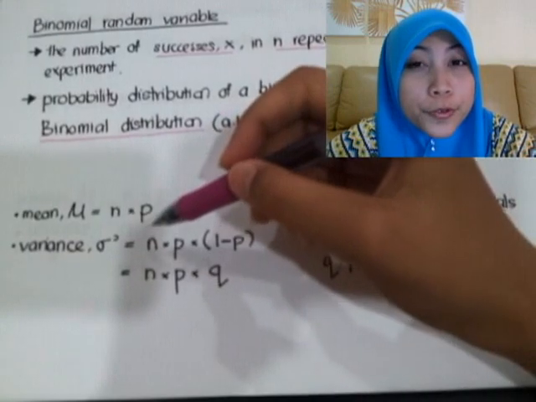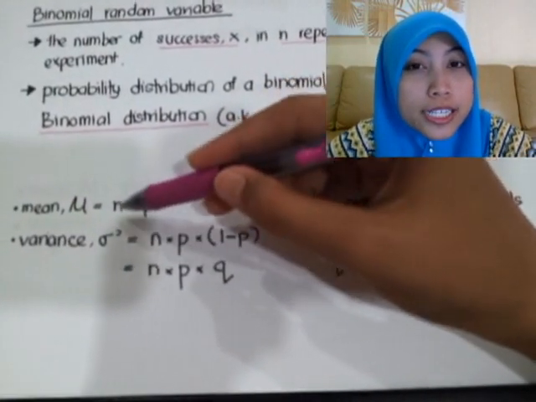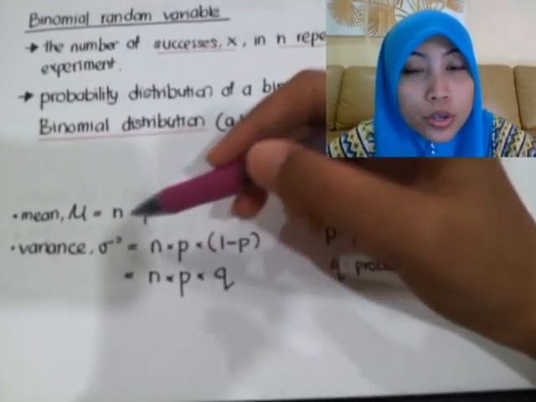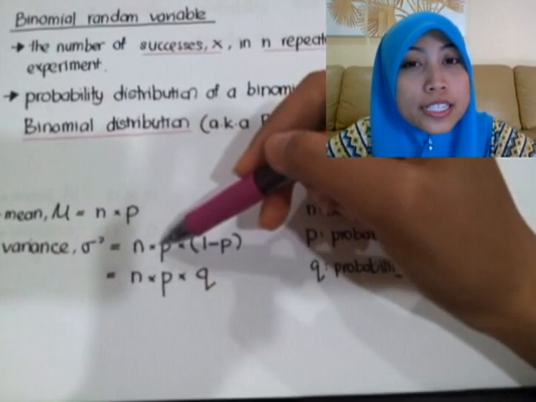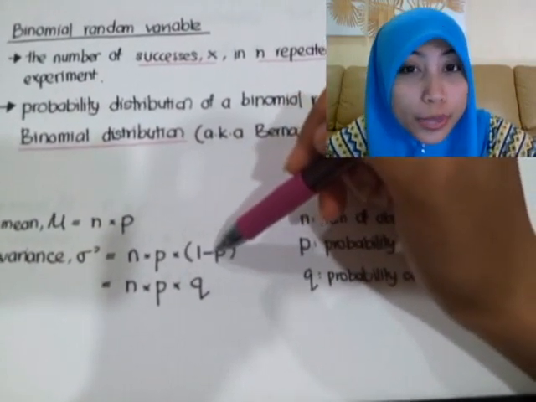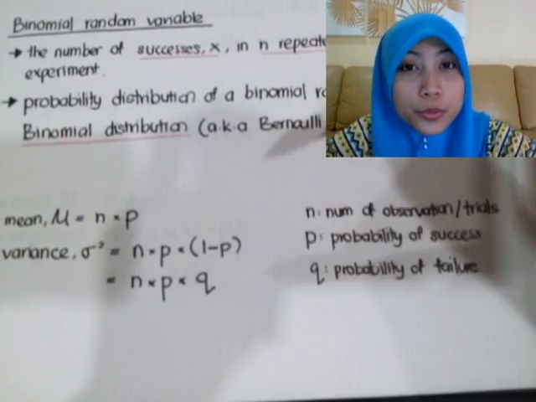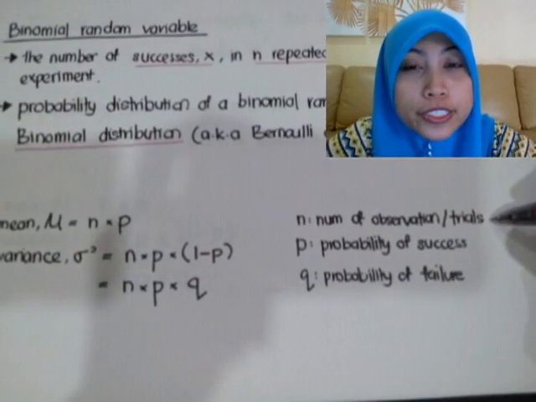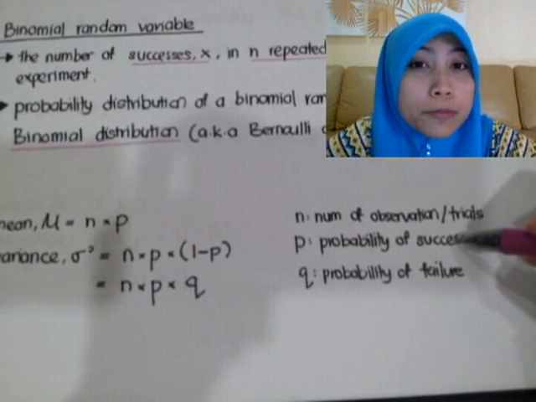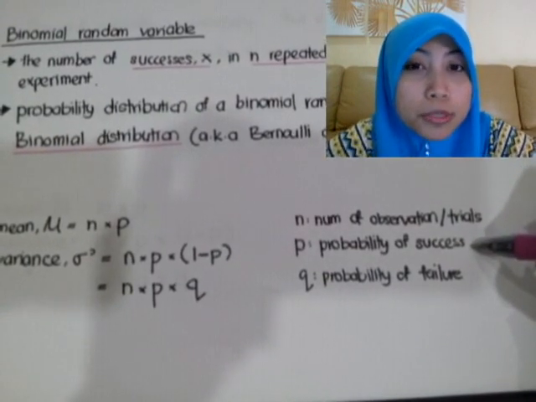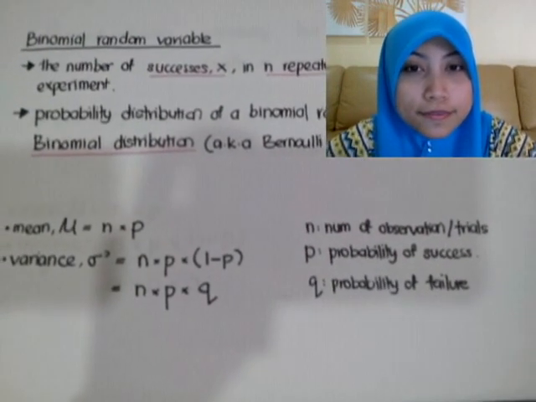The mean for binomial distribution is n times p, while the variance is n times p times 1 minus p, or n times p times q. N stands for the number of trials, while p stands for the probability of success.